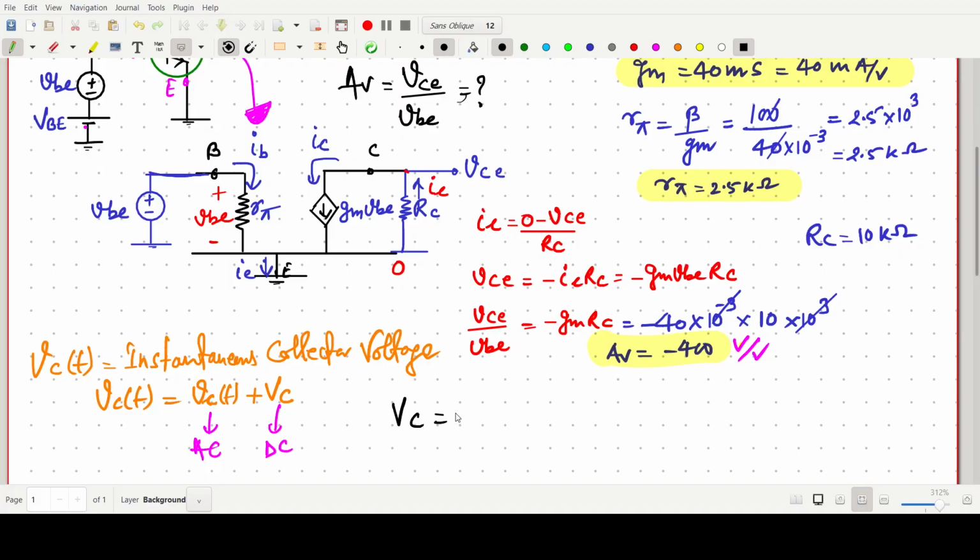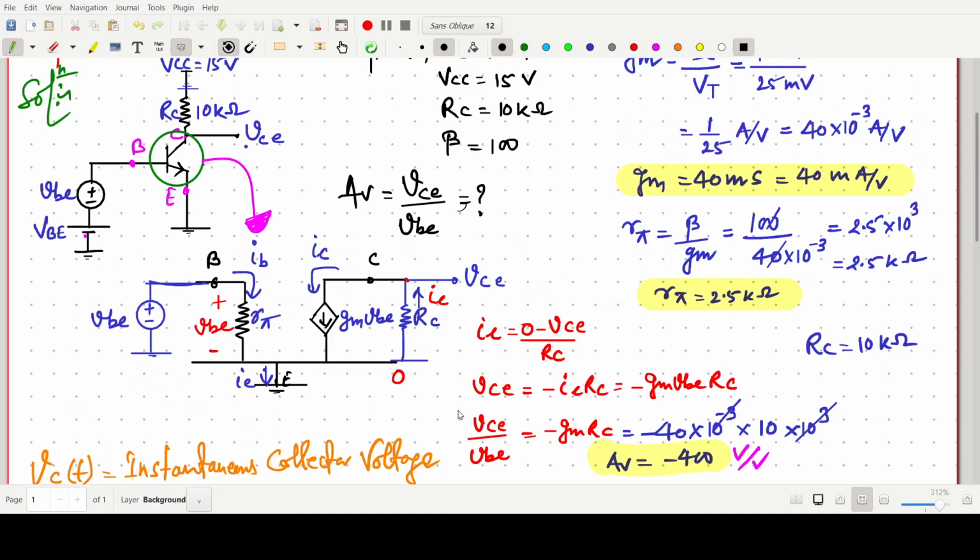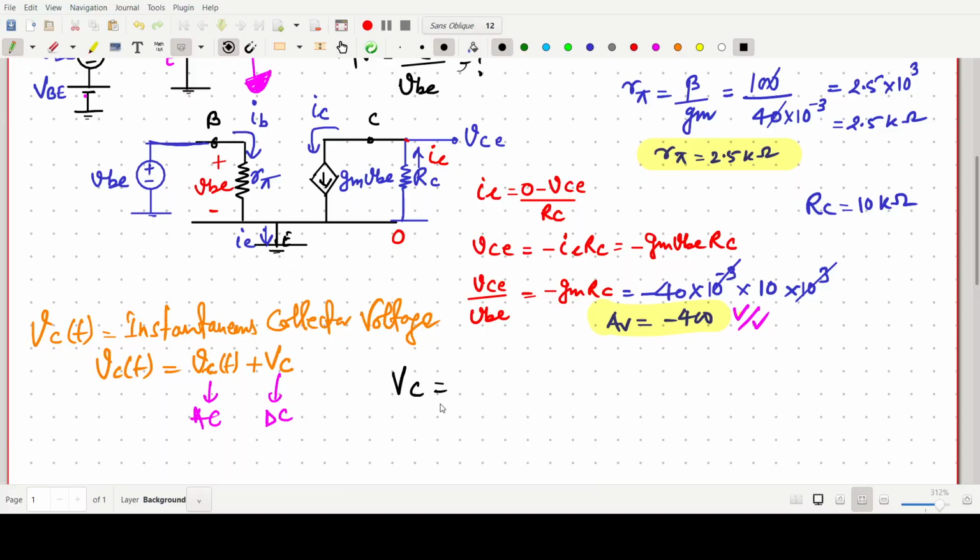So first of all we have to find the DC component, that is our VC. In the circuit, the DC voltage VC can be simply written as VCC minus IC RC, because this one is the transistor and this one is our RC and VCC, connected here. I am interested in the DC component only. So this one is IC, and VC will be VCC minus ICRC.